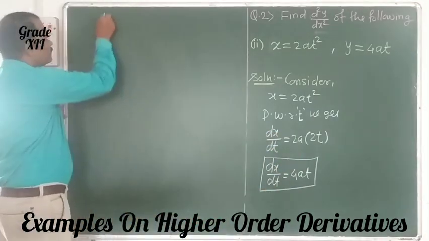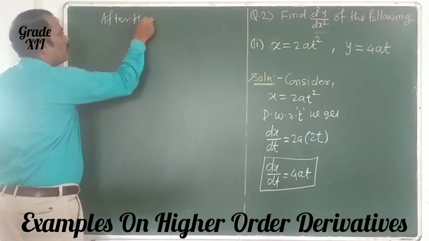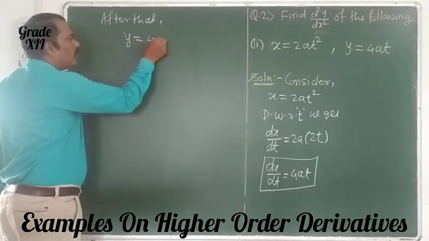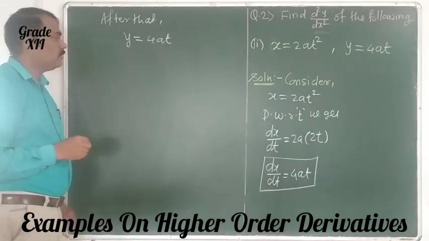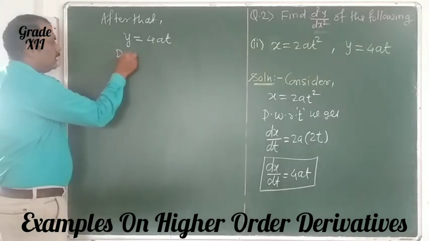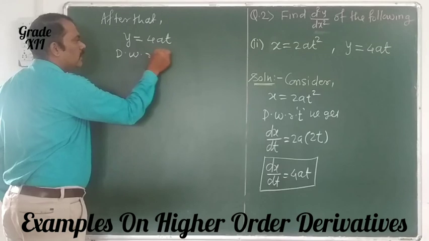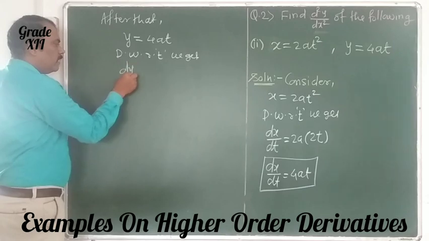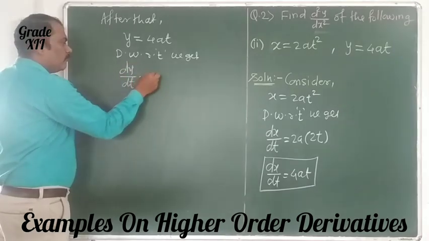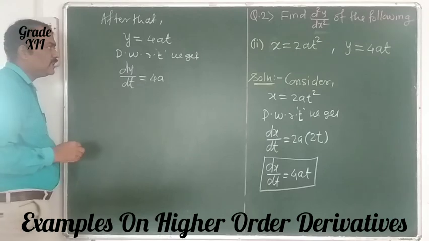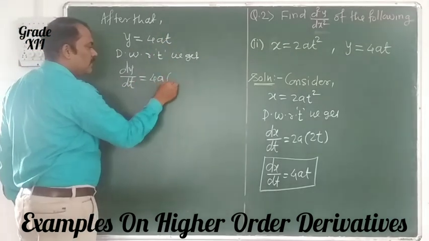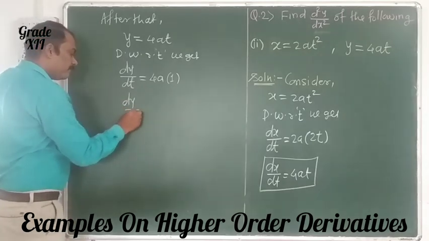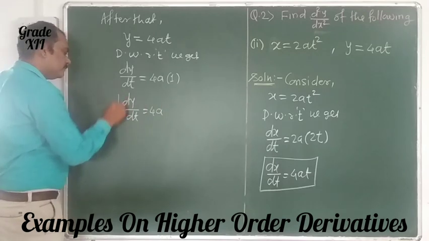After that, we have to consider that y is equal to 4at. We have to differentiate this with respect to t. What is the differentiation of y with respect to t? It is nothing but dy by dt. 4a is a constant, so we have to take it outside the derivative. Now differentiation of t with respect to t is nothing but 1, so we get dy by dt is equal to 4a.